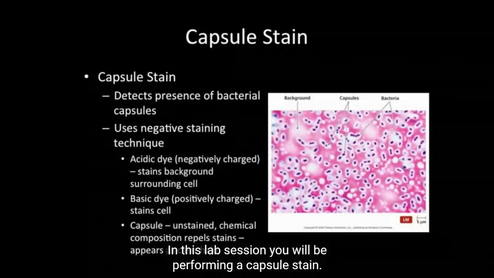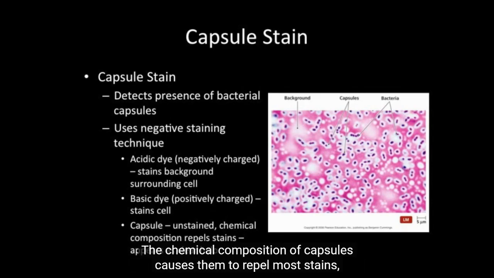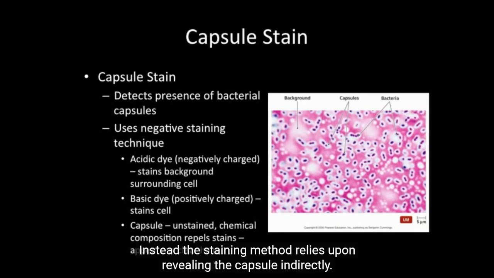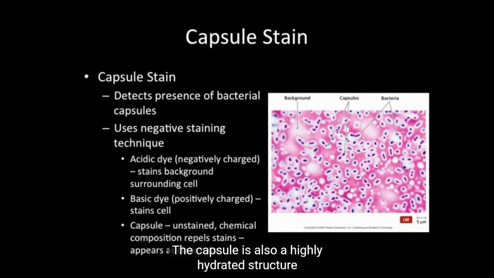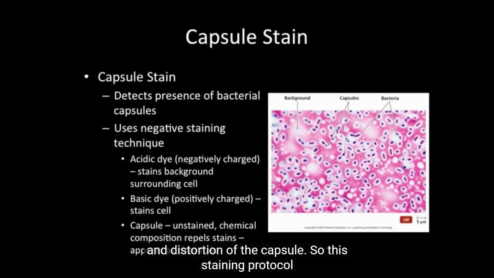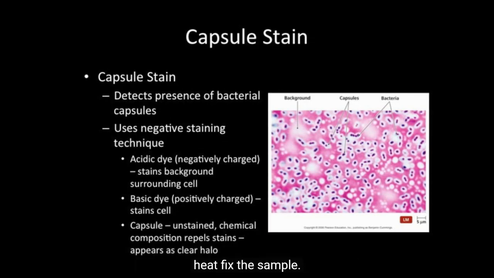In this lab session, you will be performing a capsule stain. The purpose of the capsule stain is to reveal the presence of bacterial capsules. The chemical composition of capsules causes them to repel most stains, so the capsule will not be visualized directly with a stain. Instead, the staining method relies upon revealing the capsule indirectly. The capsule is also a highly hydrated structure, in some cases consisting of greater than 95% water. Therefore, heating the sample will cause shrinkage and distortion of the capsule. So this staining protocol will be different than those you have already performed, because you will not heat fix the sample.